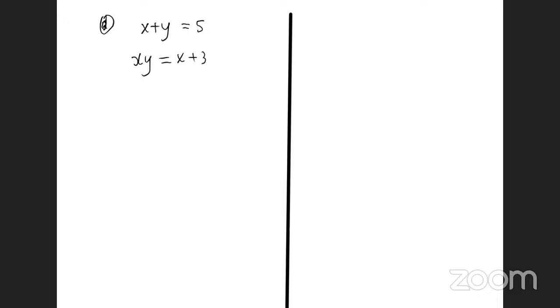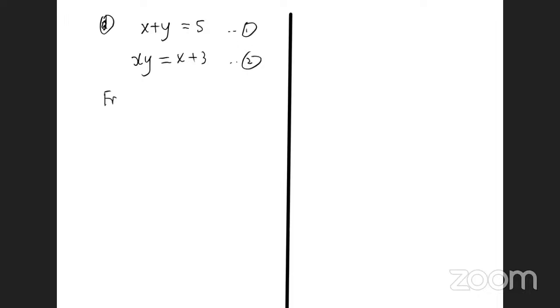All right, let's see how this one went. So this is equation 1, this is equation 2, right?